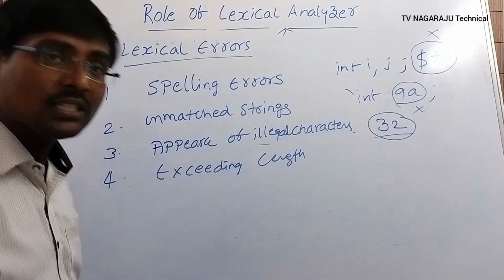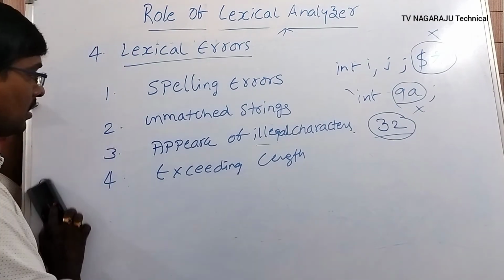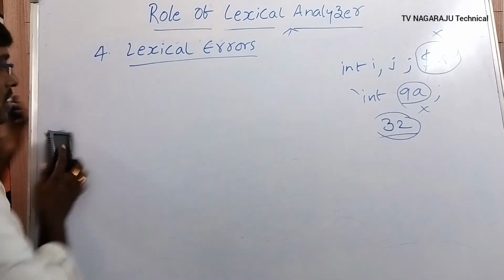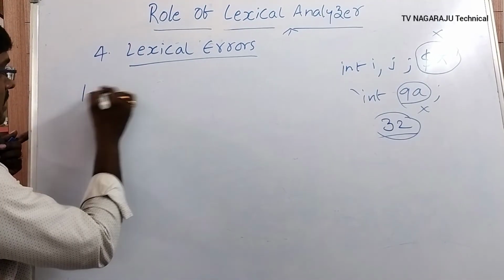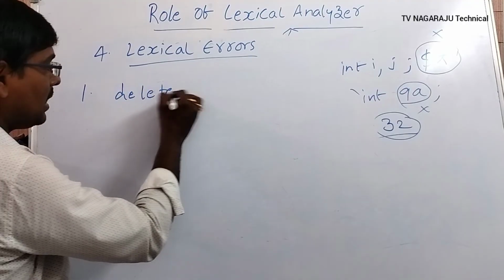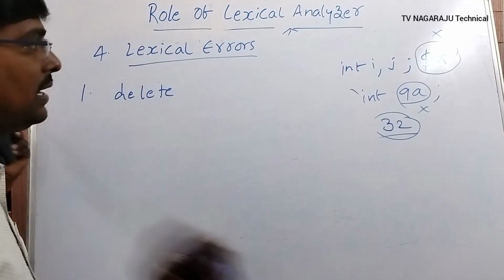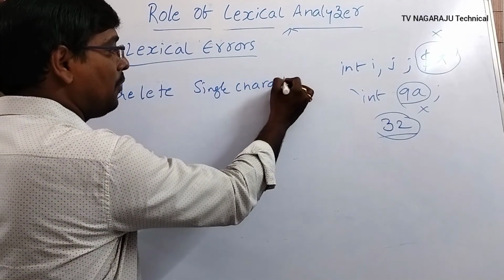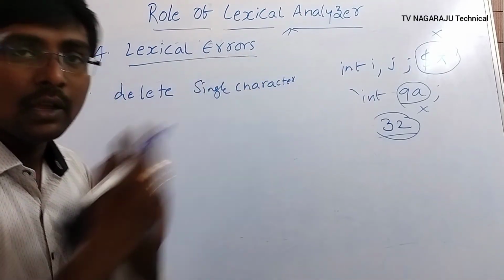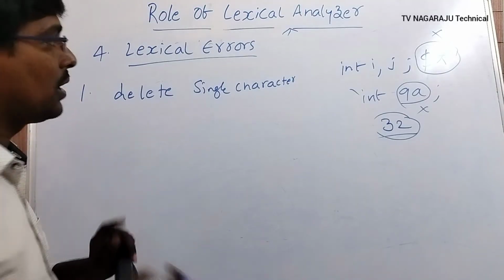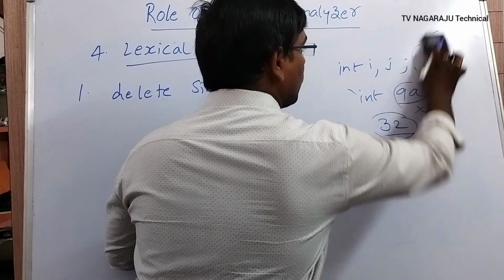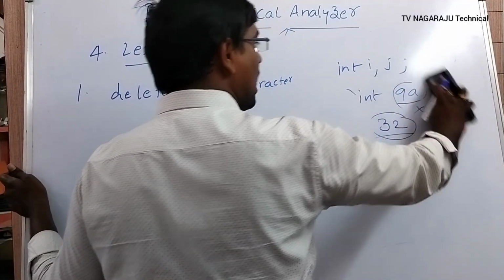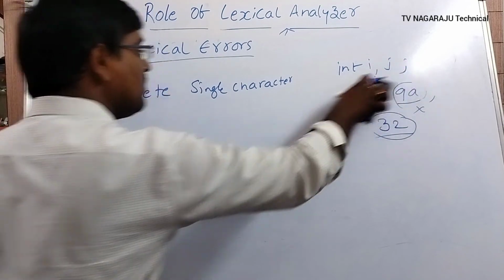Now, how do we solve those errors? That is also a very important thing. Once such errors occur, it is very easy to solve them. First one is simply to delete that particular character. After deleting the character, it leads to a good token, that is, a valid token. Suppose you have a dollar, remove this dollar. After removing it, the token is a valid token.